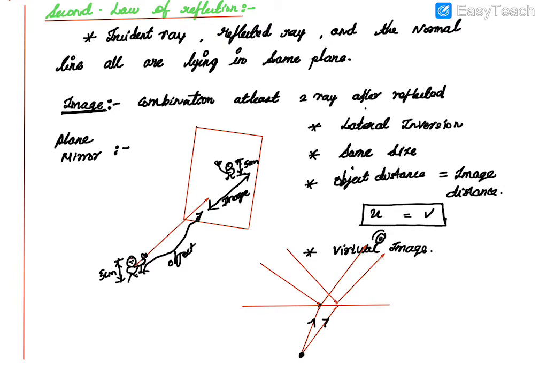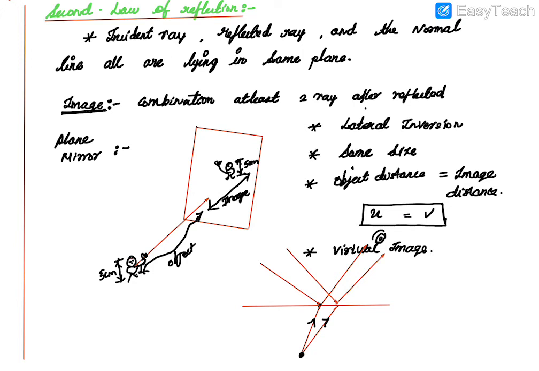So the virtual image is when the two rays are coming after reflection, and if you extend them at the back side, it looks like they come from one point. This kind of image is called a virtual image. Okay students, in the next class we will talk about the real image and the different characteristics also. Virtual image is very easy. Two rays are coming.